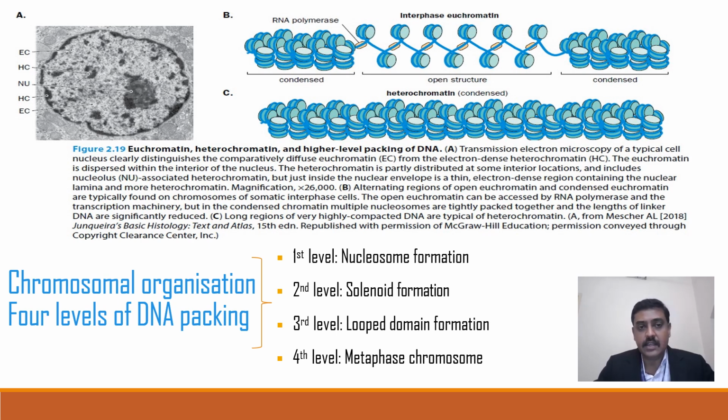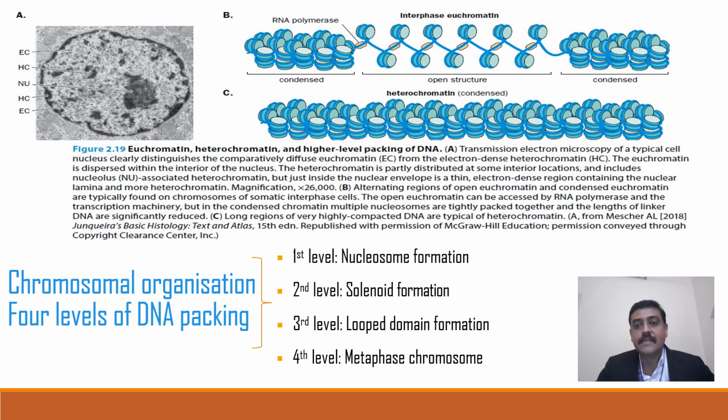In figure B, you can observe that in this set of euchromatin, some part is condensed and some regions are loosely packed, or a little bit less densely packed. And this you can observe only in the case of euchromatin, whereas heterochromatin is said to be highly condensed. Why is this occurring?